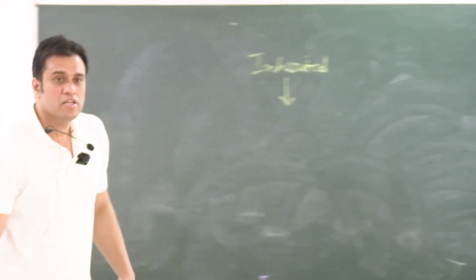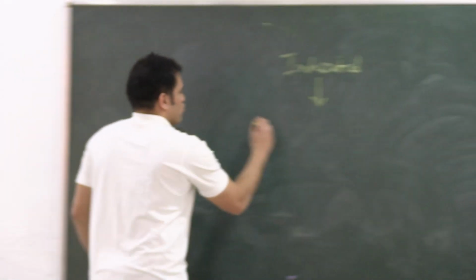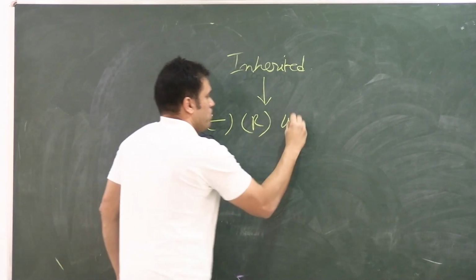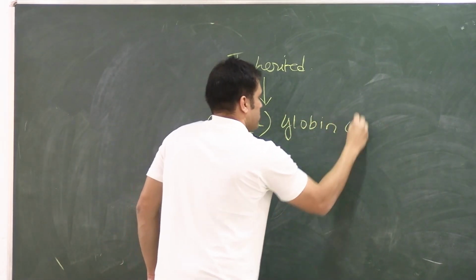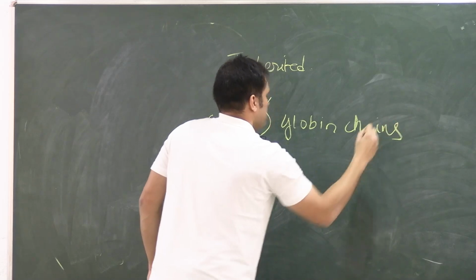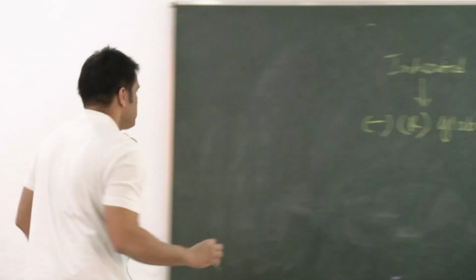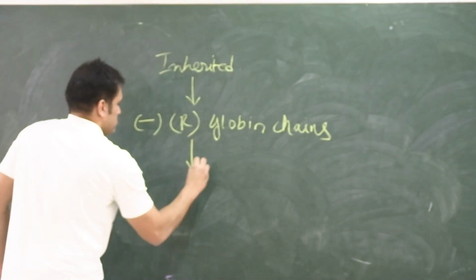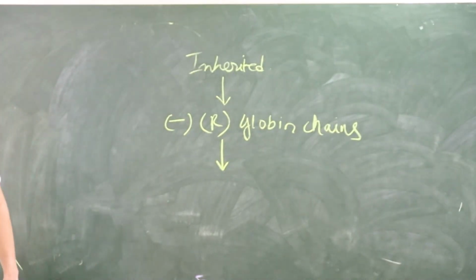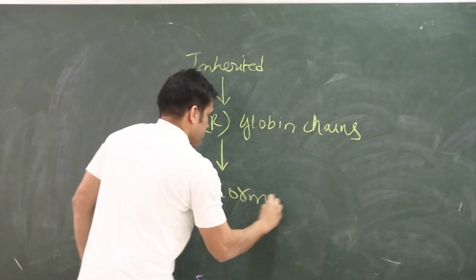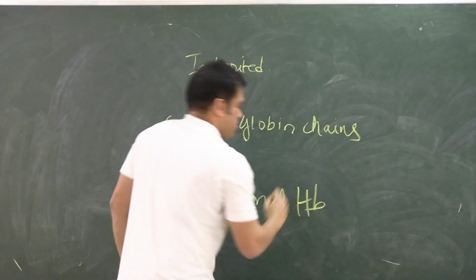They reduce either total inhibition or reduce synthesis of globin chains. Either there is total absence or there is reduced synthesis of globin chains. So ultimately কি হচ্ছে? Abnormal hemoglobin synthesis. Right? So this is thalassemia.